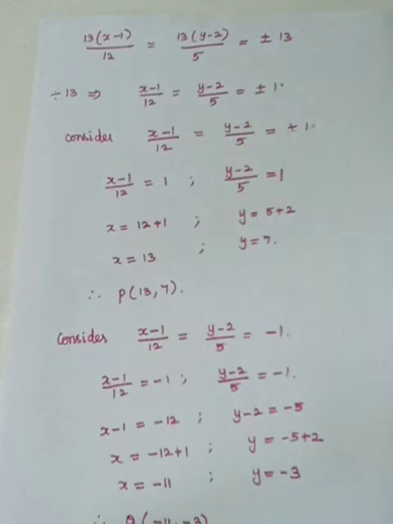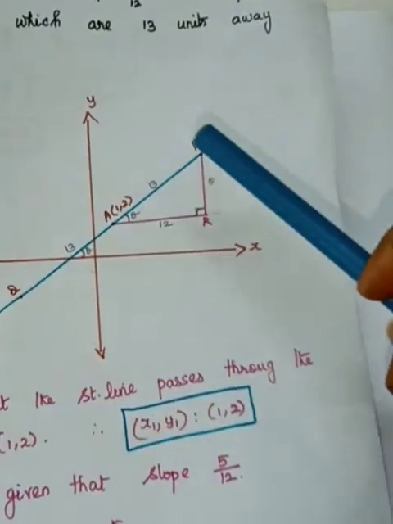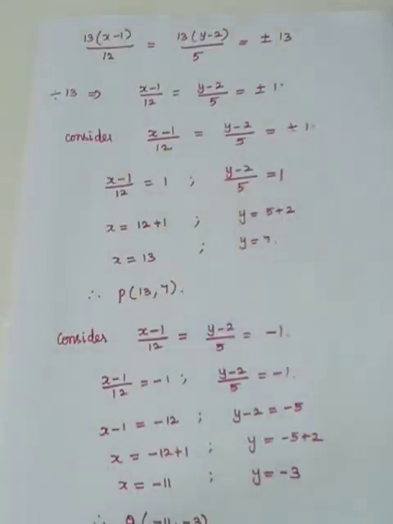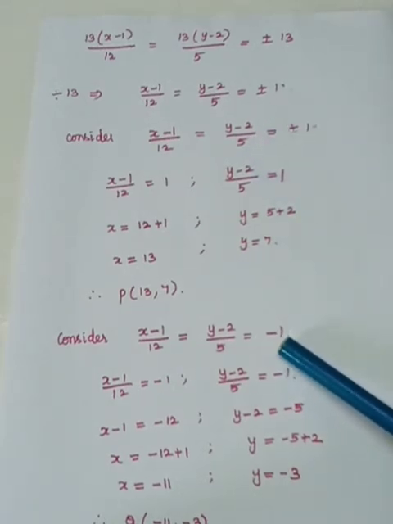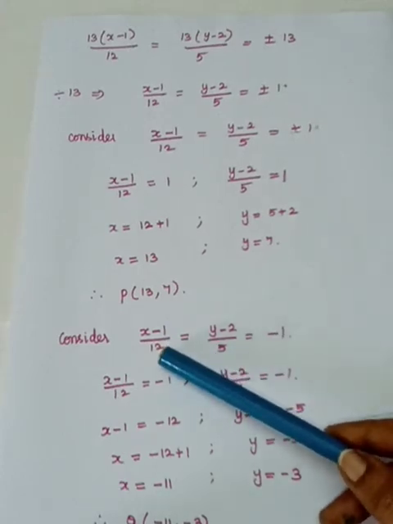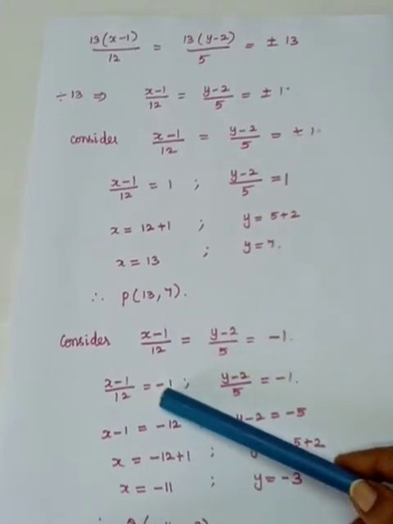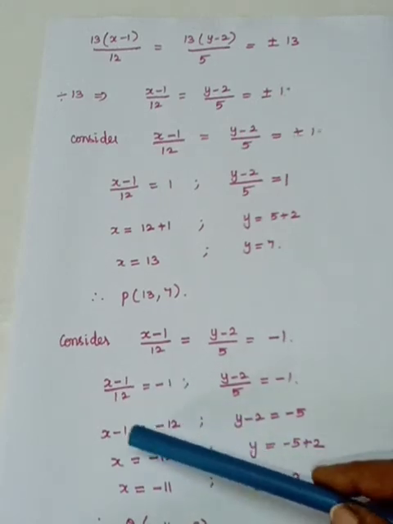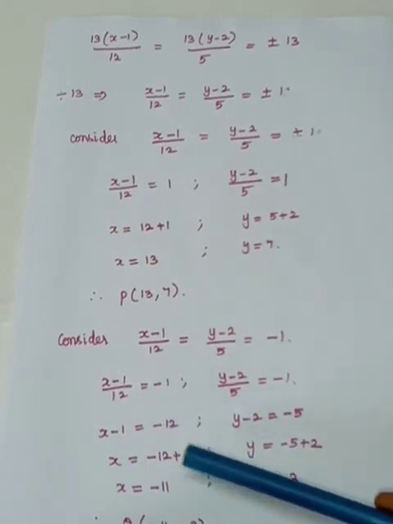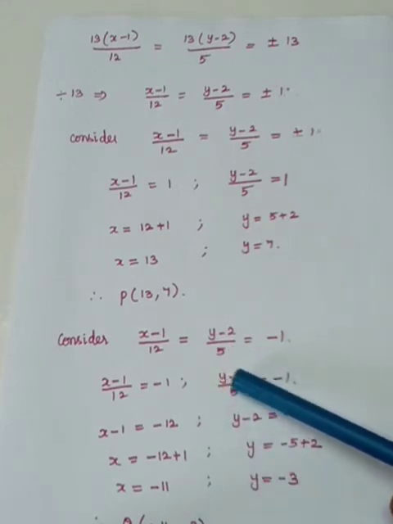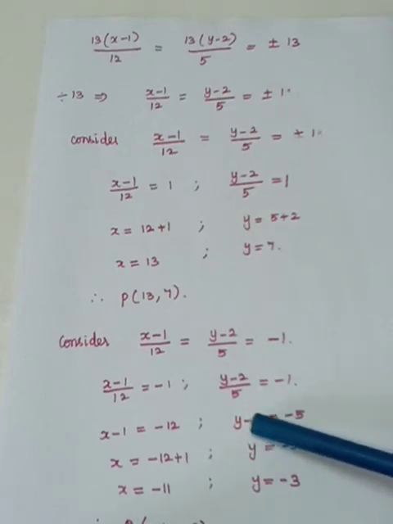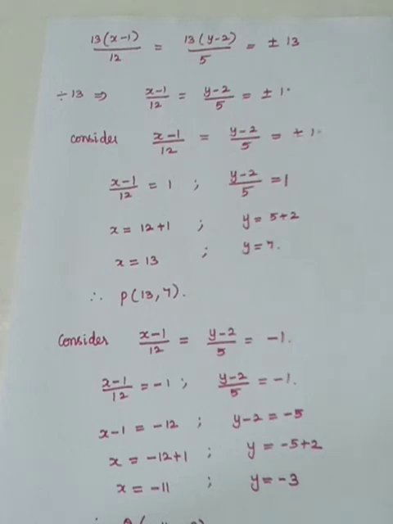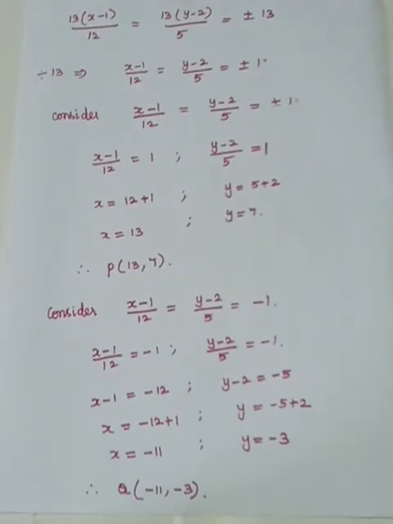Both are positive. So in the diagram the point P is 13 comma 7. And if r is negative, here we have to write minus 1. So (x minus 1) by 12 is equal to minus 1. If we cross multiply, it is minus 12. Bring this minus 1 to the other side, it is plus 1, so it is minus 11. In the same way, (y minus 2) by 5 is equal to minus 1. So y minus 2 is equal to minus 5. Bringing this minus 2 over as plus 2, it is minus 3.